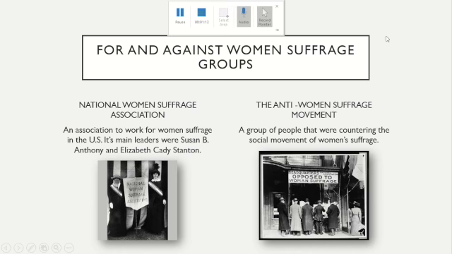For and against women's suffrage groups. A group that formed was the National Women's Suffrage Association. Their purpose was to work for women's suffrage in the United States. Its main leaders were Susan B. Anthony and Elizabeth Cady Stanton. Another group that formed was the anti-women's suffrage movement. This was a group of people that were countering the social movement of women's suffrage.